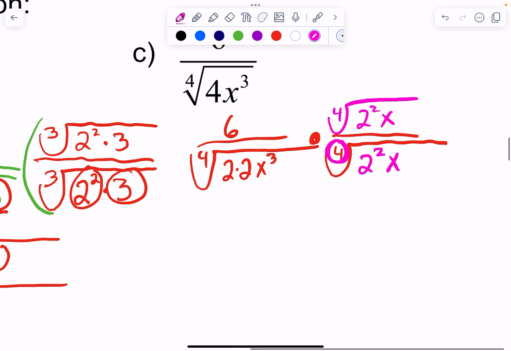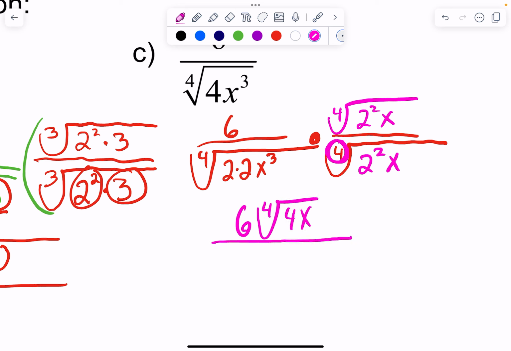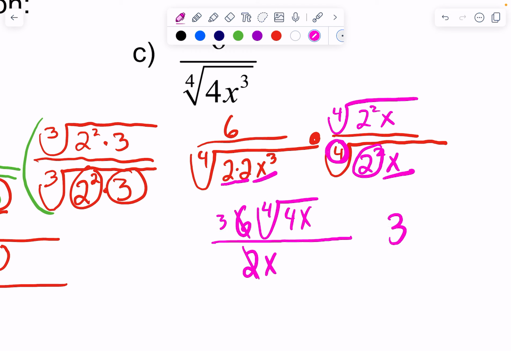So I'm going to multiply here by what? How many more 2's do I need to complete the 4th root? I've got 2. I need 2 more. How many more x's do I need to complete the 4th root? I've got 3. I need 1 more, which I'm going to multiply to both the numerator and denominator. So this is going to give me 6 times the 4th root of 4x over, check it out, 2 times 2 is 2 squared, times 2 squared is 2 to the 4th. The 4th root of 2 to the 4th is 2. Boom. x cubed times x is x to the 4th. The 4th root of x to the 4th is x. I can simplify. 6 divided by 2 is 3. So my final answer will be 3 times the 4th root of 4x over x. And you're done. Let's go.